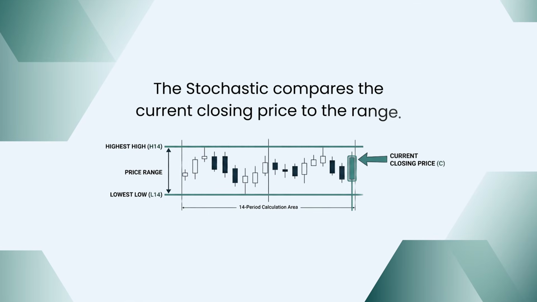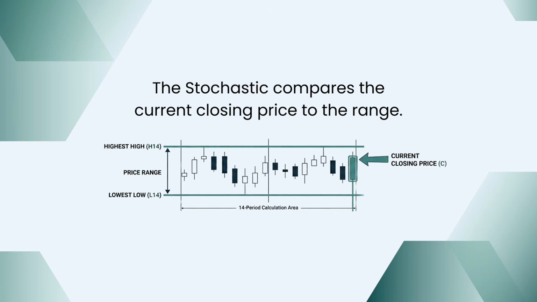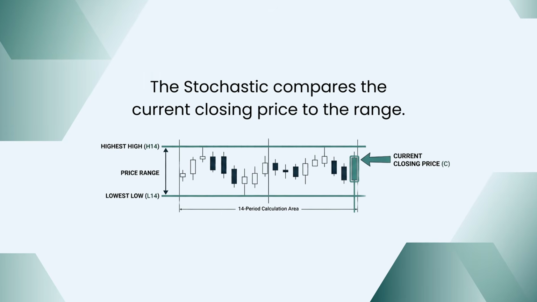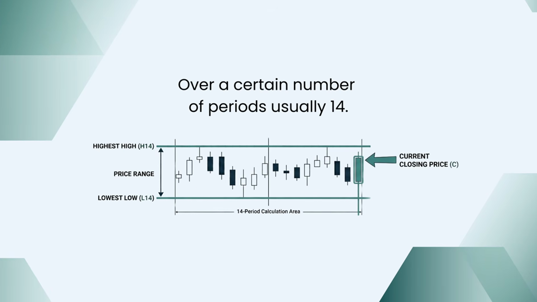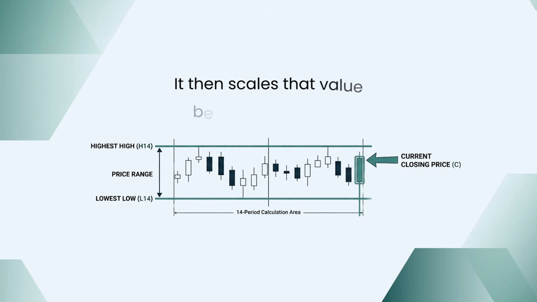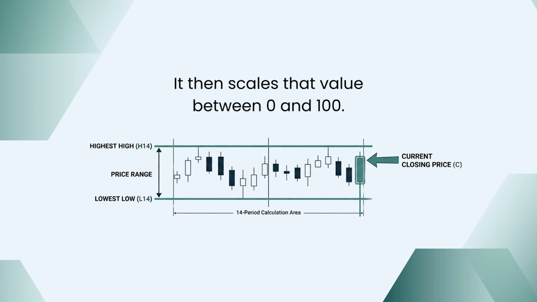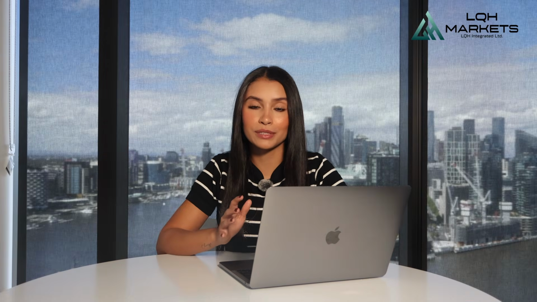Technically, the stochastic compares the current closing price to the range, the highest high and lowest low, over a certain number of periods, usually 14. It then scales the value between 0 and 100. Here's how to interpret it.